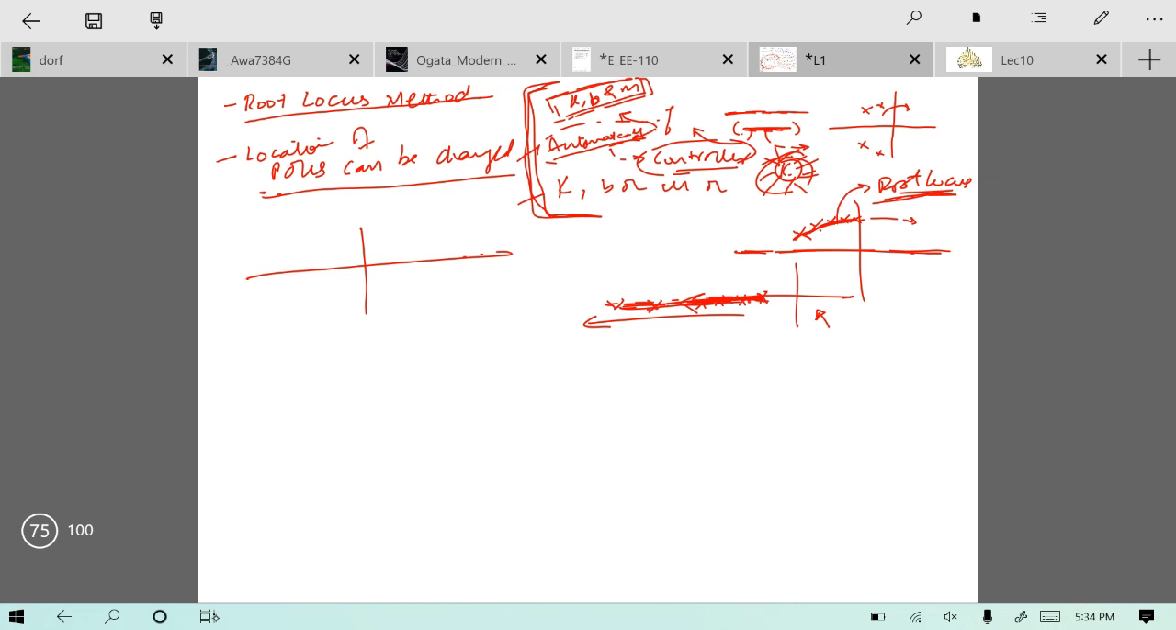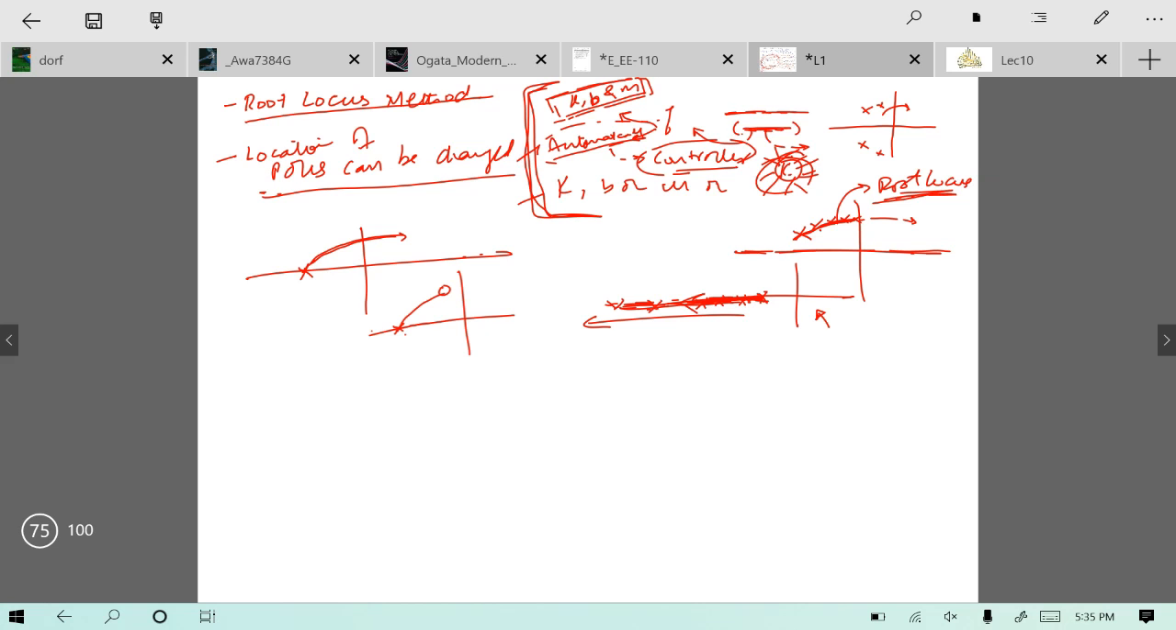Let's suppose you have a pole over here, and it moves to the j omega axis via this path. This is a root locus, and you want to make this system a stable system. Then what should you do? What should you do? You just add a 0 over here.